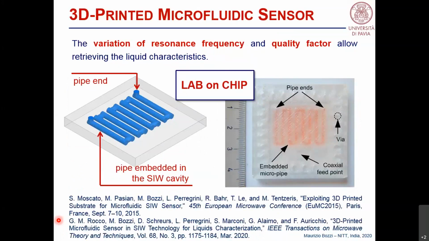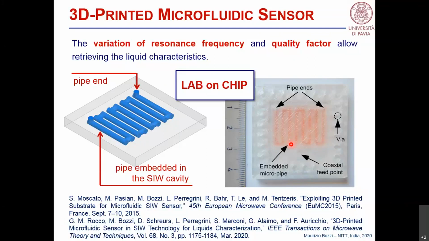So the idea is that we 3D printed a SAW cavity with a micro pipe inside. So we directly printed the pipe inside the cavity. And the idea is that when we inject a liquid in the pipe, for instance, by using a syringe, this liquid inside the pipe can change the effective permittivity and effective loss tangent of the material inside the cavity.